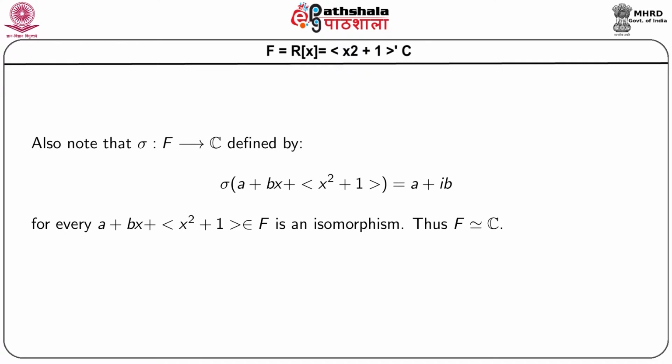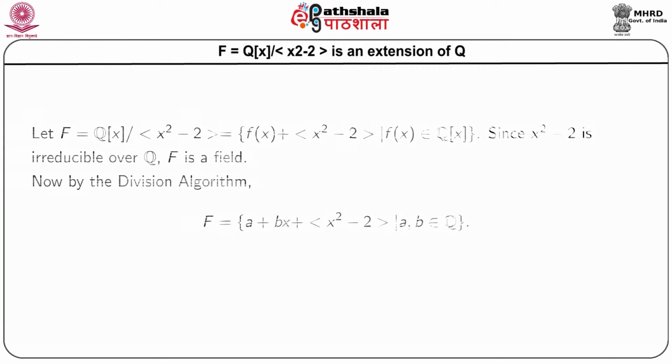It is interesting to note that this field F is isomorphic to C, and an isomorphism can be defined as sigma of a plus bx plus the ideal generated by x square plus 1 is equal to a plus ib. Now, we give an example of an extension of Q. For this, consider the irreducible polynomial x square minus 2 over Q, and consider the field F equal to Q[x] by the ideal generated by x square minus 2.